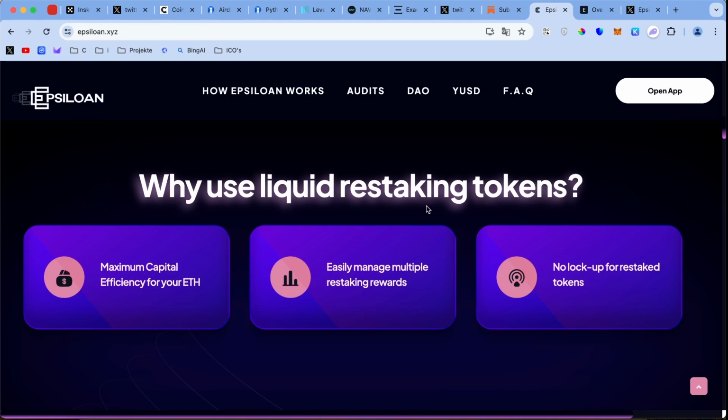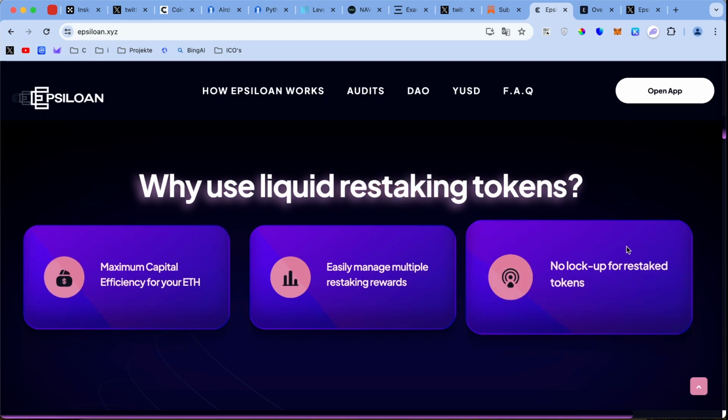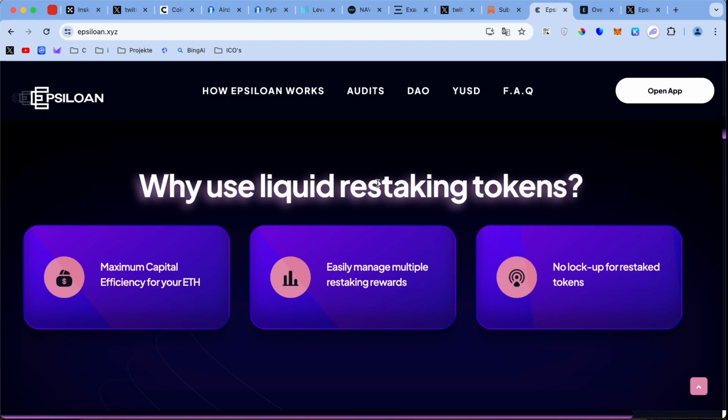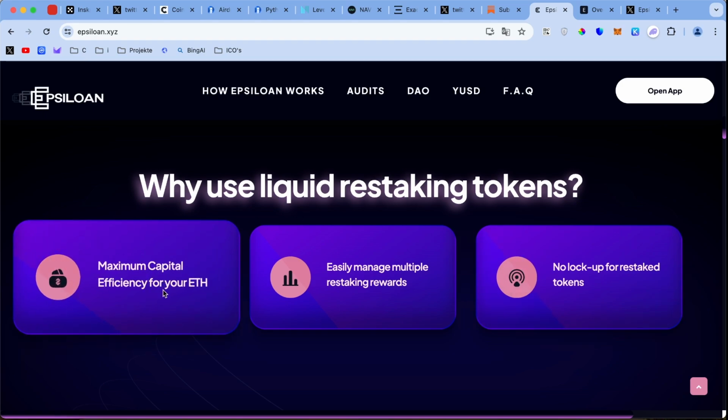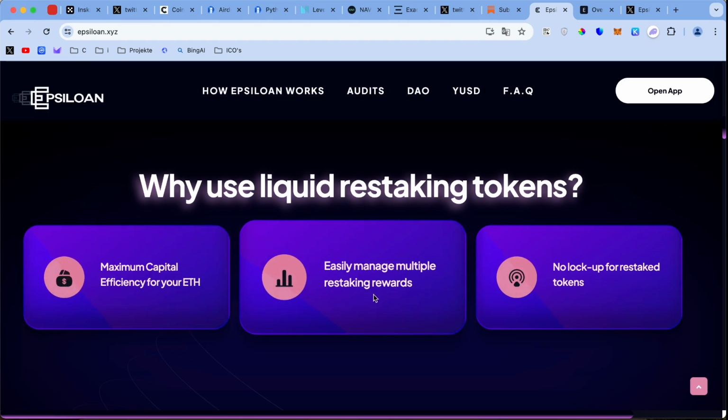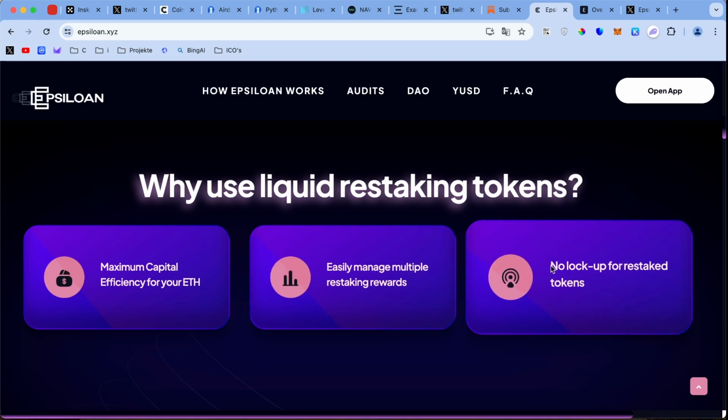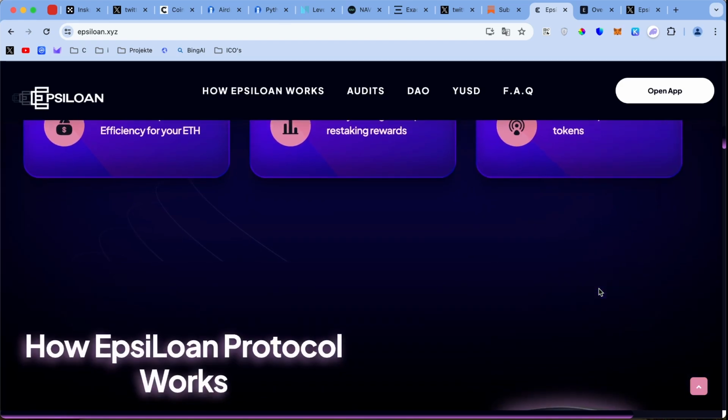But the most important question is why use liquid restaking tokens? Because this is the basic model of what Epsilon is building on. It makes really a lot of sense to use liquid restaking tokens. They have a maximum capital efficiency for your ETH. You can also easily manage multiple restaking rewards. There's no lockup for restaked tokens and many more.